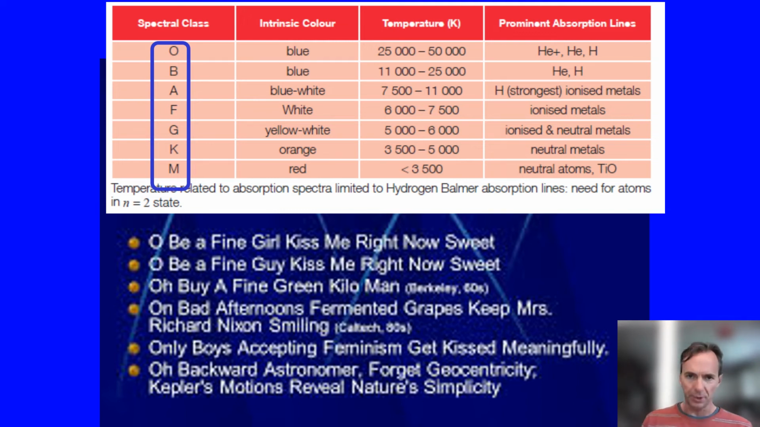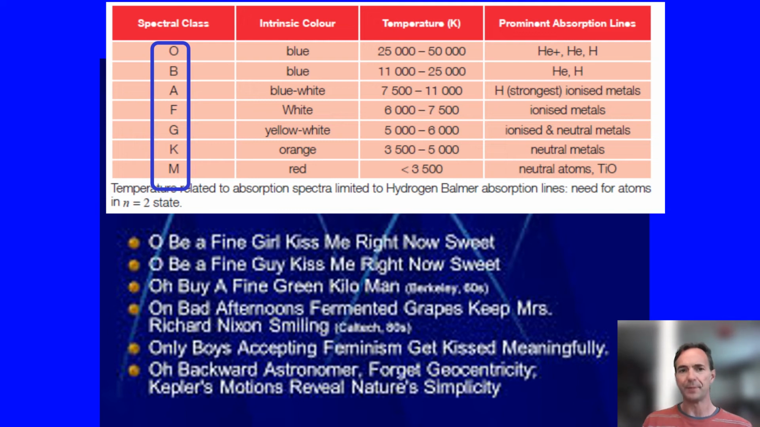Now, as it goes blue, blue, blue-white, white, yellow-white, orange, red, you might think, hang on, top two are blue. Yeah, because they're blue. That's why we use the temperature, because temperature is a much better range. However, B is the next one, which is 11,000 to 25,000. A, which is 7,500 to 11,000, and so on and so forth.